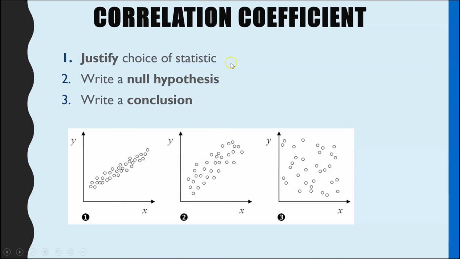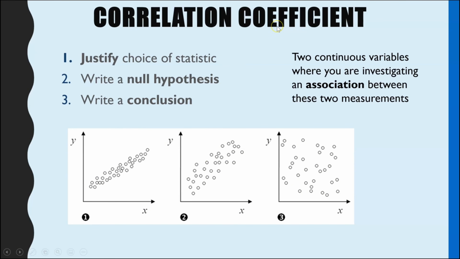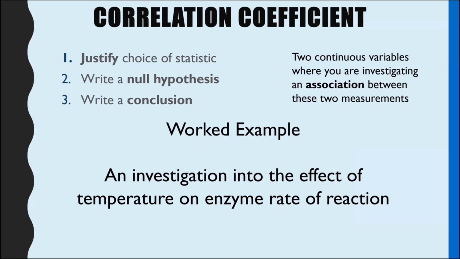So to justify your choice of a statistic, as we said, you would be using a correlation coefficient if you have 2 continuous variables that you're looking for an association between them. So that would be your 1 mark of why would you be using the correlation coefficient.